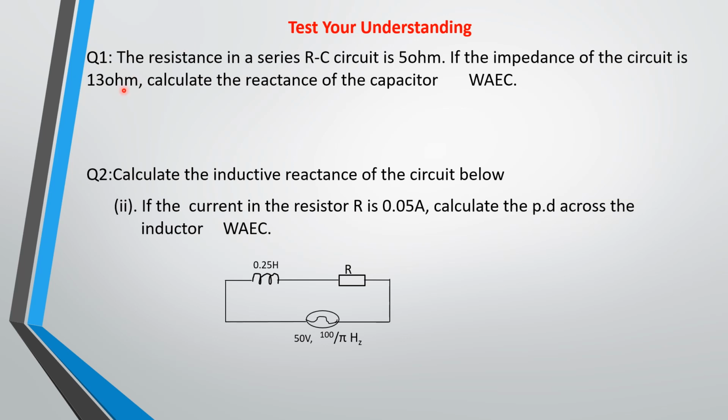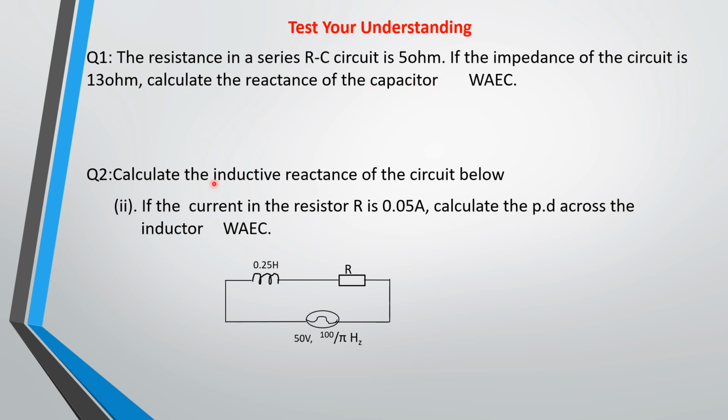This one says that the resistance in a series RC circuit is 50 ohm. If the impedance of the circuit is 13 ohm, calculate the reactance of the capacitor. So you know that impedance is equal to the square root of the sum of the squares of the resistance and that of the capacitive reactance. Now they are saying that you calculate the capacitive reactance, so from there you can solve this problem. I've already given you the hint on that.